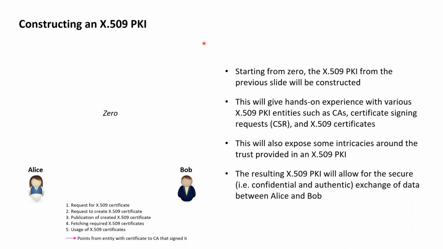The overall resulting X509 PKI we will then use in the next chapter to incrementally add security layers to the insecure emails exchanged between Alice and Bob in order to protect the emails from unauthorized access and to protect Alice and Bob from receiving spoofed emails.